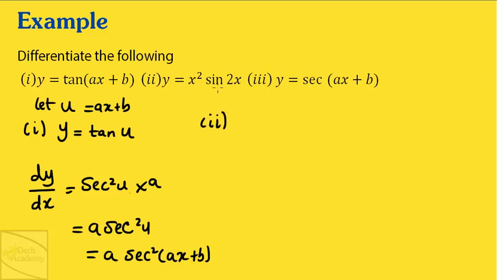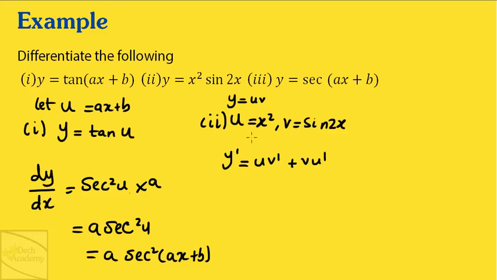Here you just need to apply the product rule. We have two functions. So y is uv, where u is x squared and v is sine 2x. And the derivative of y, so dy/dx, is equal to uv prime plus v u prime. So what is u prime? u prime, du/dx, differentiating x squared with respect to x gives 2x.